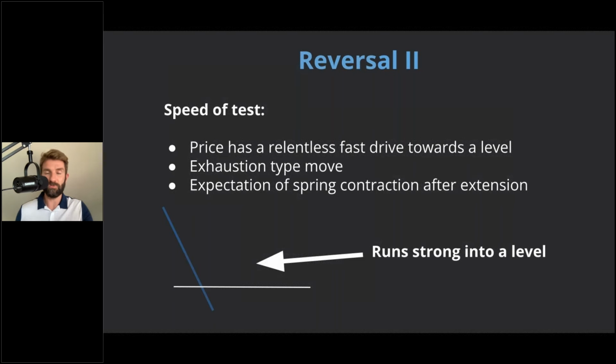So reversal number 2, as I call it, really great at naming these things, me. Reversal 2 is when you get a real relentless fast drive towards a level, and it's an exhaustion type move. You know what exhaustion looks like. It's that speed, it's the pace, it's that really aggressive angle. If you stick something like a 5-period moving average on it, it's almost extended away from that. It's a real supply-demand imbalance.